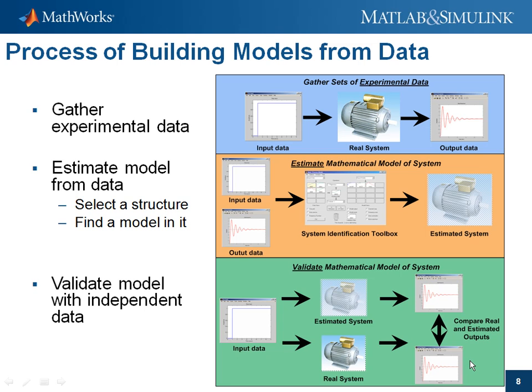We will now spend some time on discussing the general nature of system identification. The workflow follows the following scheme. First, collect experimental data. It is good to get at least two data sets, one for estimation and one for validation. Then estimate models from data. That involves two steps. First, decide what model structure to use. Then estimate the best model in that structure.